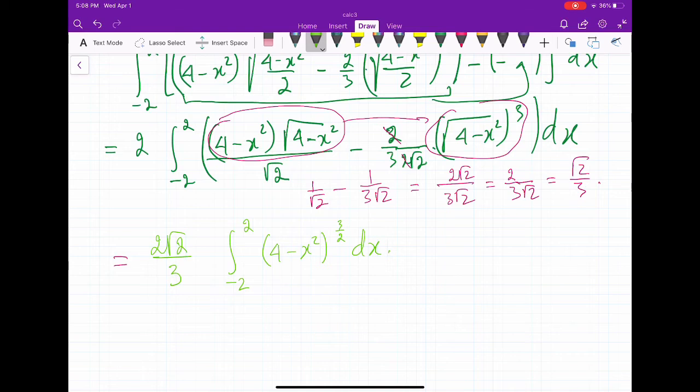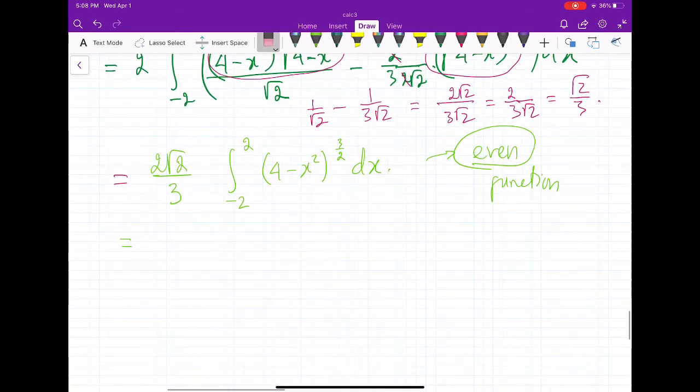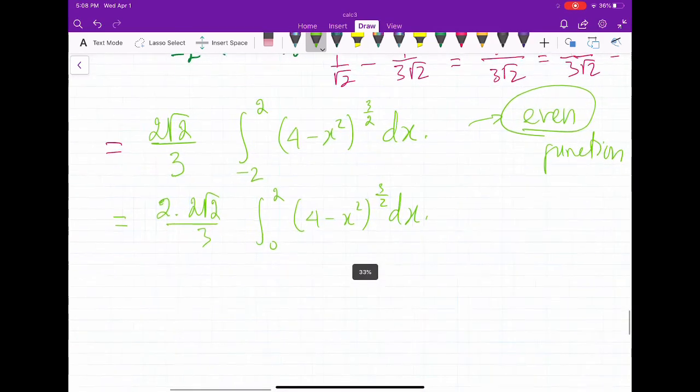Agree? So you see, basically we can simplify more because you integrate x from negative 2 to 2, right? And your function is an even function, an even function in here. So basically if you want, you can simplify like this. That is 2 times 2 square root of 2 over 3, integral from 0 to 2 of (4 minus x squared) to the power 3/2, dx.